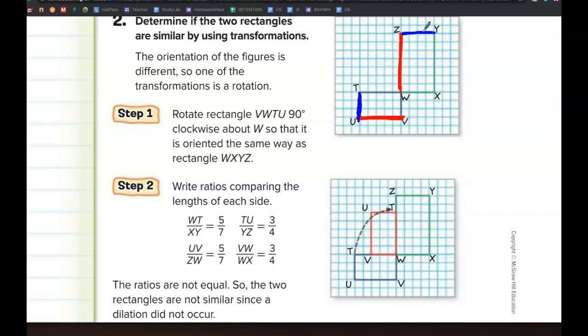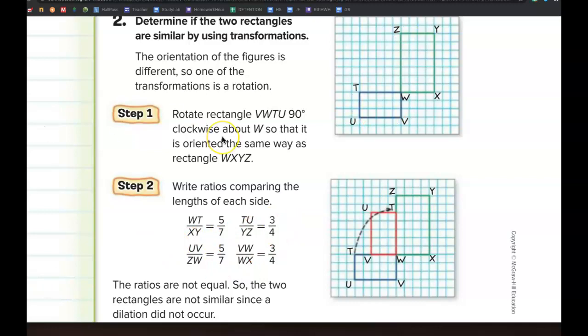I want you to do TU and YZ. 1, 2, 3 is TU. YZ is 1, 2, 3, 4. UV is 1, 2, 3, 4, 5. And ZW is 1, 2, 3, 4, 5, 6, 7. Do 5/7 and 3/4 equal? Are they the same ratio? No. So are they similar figures? No. Questions with that?